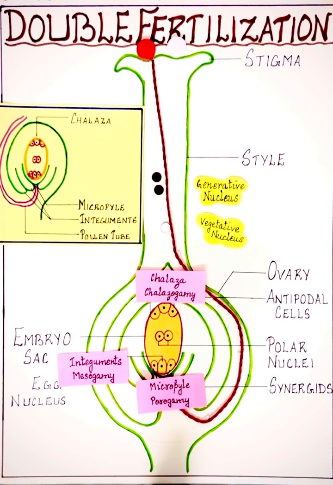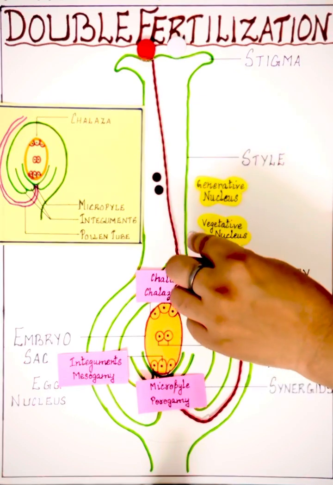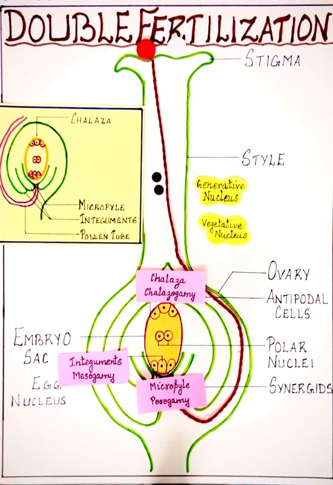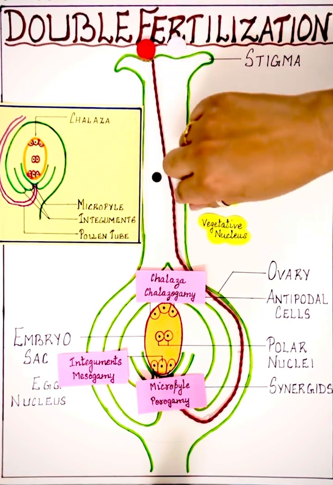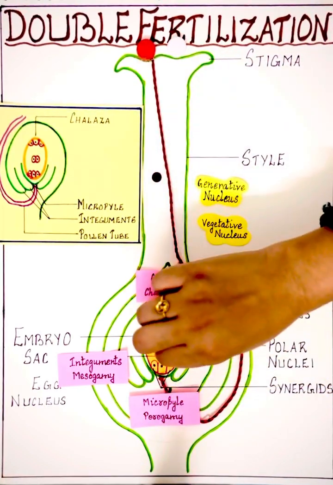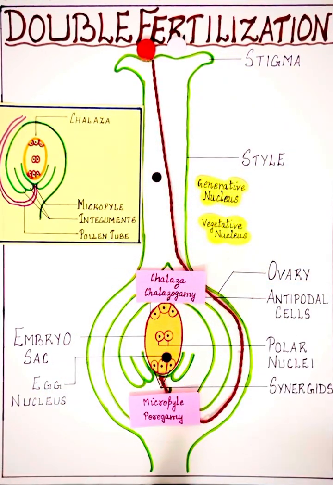Now, after the entry inside the ovule, this vegetative nucleus degenerates after the entry of the pollen tube inside that ovule. Among these two male gametes, one male gamete is going to fuse with the egg which is present there inside the ovule. This fusion of the male gamete with the egg cell is termed syngamy or generative fertilization, which forms a zygote and further develops into an embryo.